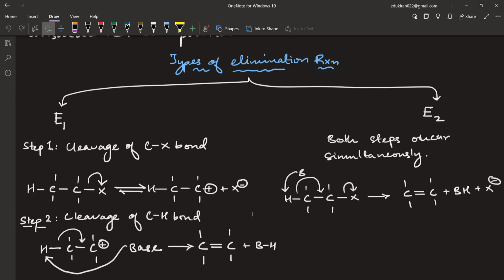Both of these are known as beta elimination only. The types of elimination reaction, both of these are examples of beta elimination. Why? Because you can see this is the alpha carbon. The carbon directly attached to the halogen is the alpha carbon, and the next carbon is beta. So here the beta hydrogen is getting abstracted by the base. That is why it is known as beta elimination. Done all of you? Yes or no? Please tell me. Yes. Done. Okay.